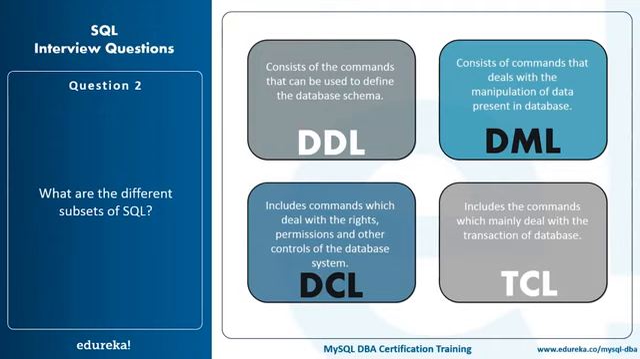Now coming to the last type of language, that is the transaction control language. This basically includes the commands which mainly deal with the transaction of the database. Whenever you want to roll back or you want to perform various kinds of transactions, then you use the set of commands from this language, right? So I hope I'm clear. So as I said, there are mainly 4 different subsets of SQL that you should mention. That is the data definition language, the data manipulation language, the data control language, and the transaction control language.